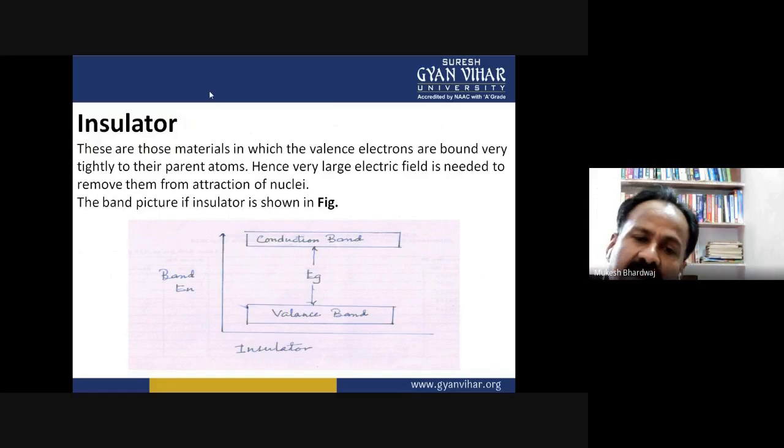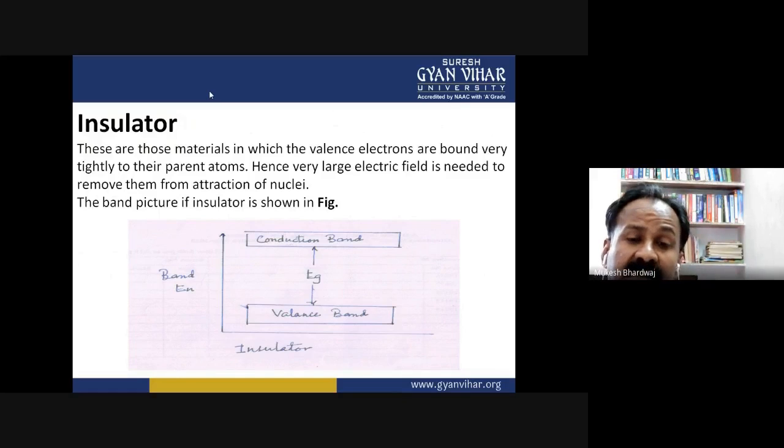So a very high amount of energy is required to move the electrons from the valence band to the conduction band, because the forbidden energy gap is very high. So in their stable state, this much amount of energy is not possible to give to the insulators.